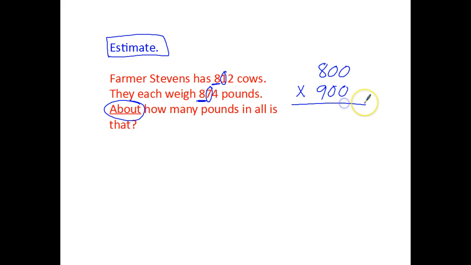When I multiply them, I now have 1, 2, 3, 4 zeros. And I'm left with 9 times 8, which is 72. Count over 1, 2, 3 spots for my comma, 720,000. And again, right after the word many, it tells me what unit I'm using, pounds.